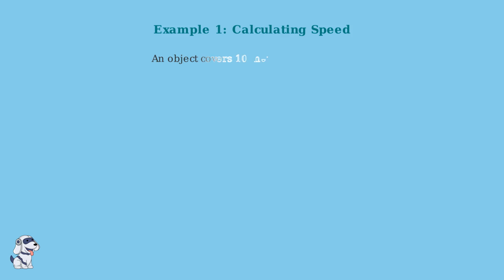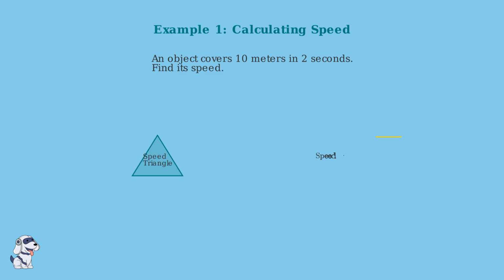Now we'll work through practical examples to master calculating speed and velocity. These step-by-step problems will help you apply the formulas confidently. First, let's recall the speed formula. Speed equals distance divided by time. We can visualize this relationship using a formula triangle.